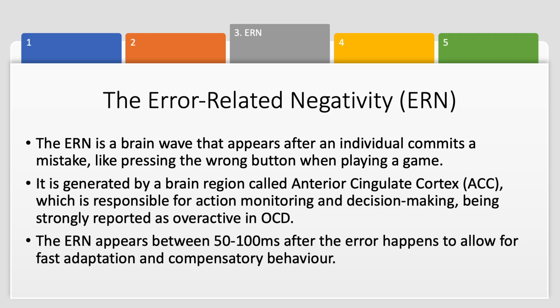So it will appear after you commit an error, send that email, press the wrong button when you're playing a game, generated by the anterior cingulate cortex. We've seen that it's a region that is overactive in OCD. It has increased glutamate as well. So we do know that this region is actually working a lot. And as Professor Robbins mentioned, this is another way that we corroborate those findings that this alarm is a little bit too loud. And this brainwave will appear between 50 and 100 milliseconds after you commit the error. So it actually can be sometimes prior to conscious awareness. Your brain is checking that so that you can fast adapt.